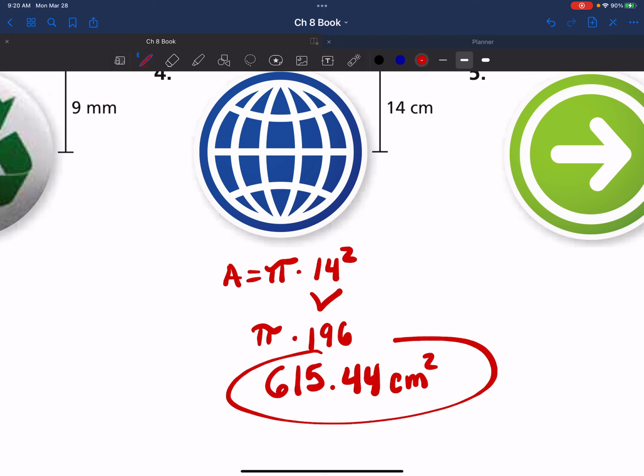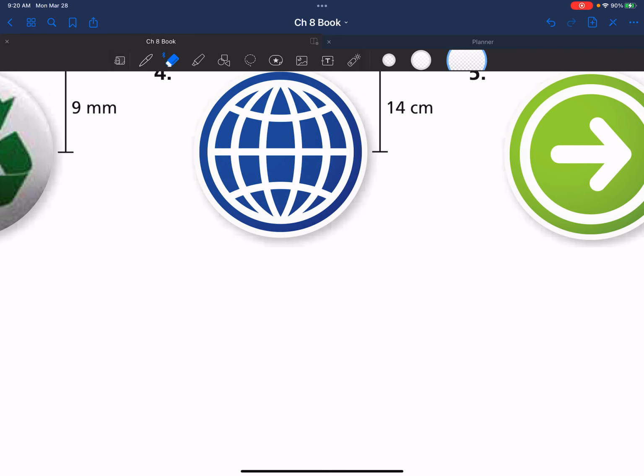Make sure you are circling your answers. I forgot on the last one to circle it, but make sure you circle your answers for each problem. It's easier that way for me to find out where your answers are.